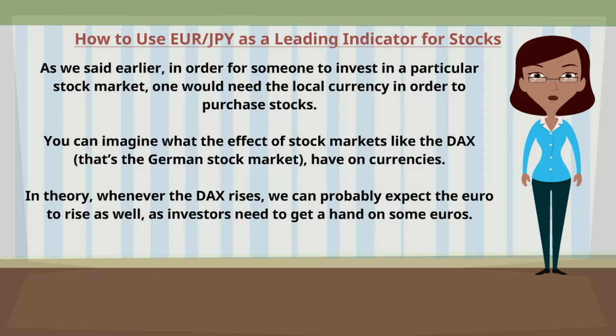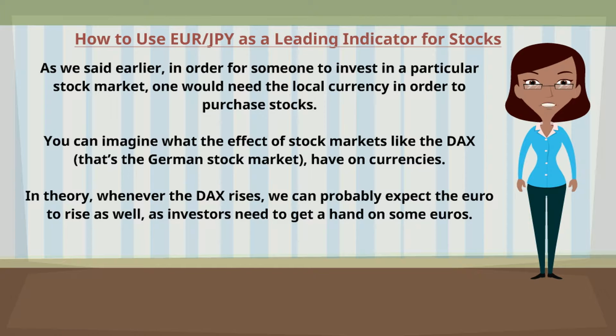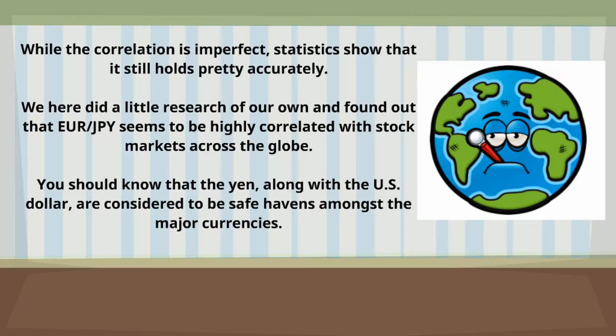Let me tell you now how to use euro to Japanese yen as a leading indicator for stocks. As we said earlier, in order for someone to invest in a particular stock market, one would need the local currency in order to purchase stocks. You can imagine what the effect of stock markets like the DAX, that's the German stock market, have on currencies. In theory, whenever the DAX rises, we can probably expect the euro to rise as well, as investors need to get a hand on some euros. While the correlation is imperfect, statistics show that it still holds pretty accurately.